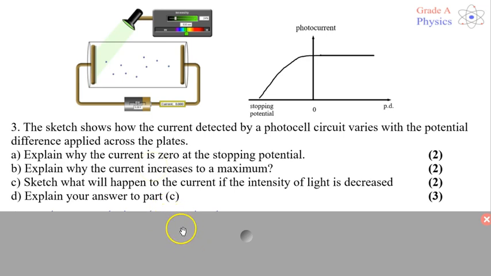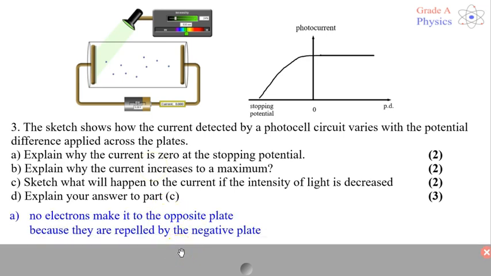Explain why the current is 0 at the stopping potential. So for 2 marks, we need to say that the electrons are repelled, and therefore no electrons make it to the opposite plate. So they're all repelled, even the ones with the biggest Ke, moving the most quickly, are repelled, and we get 0 current.